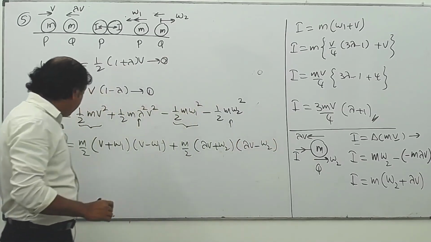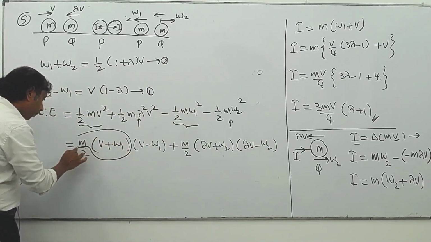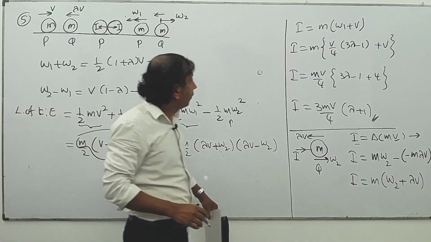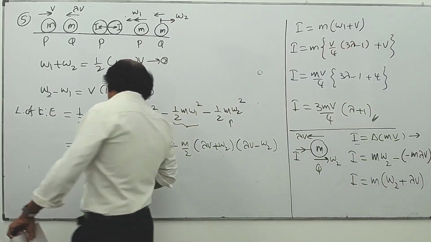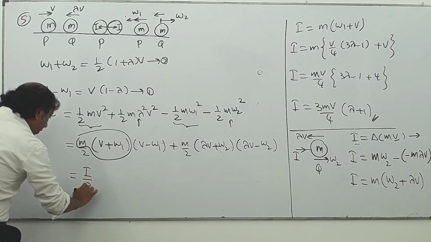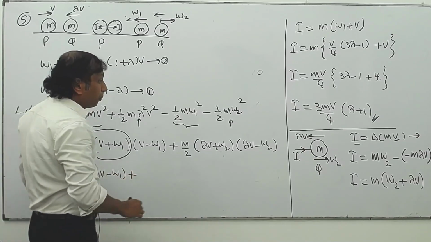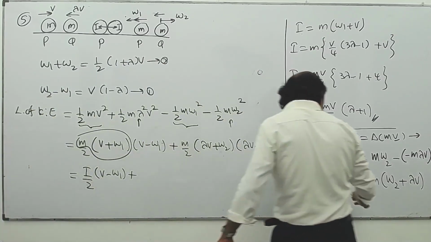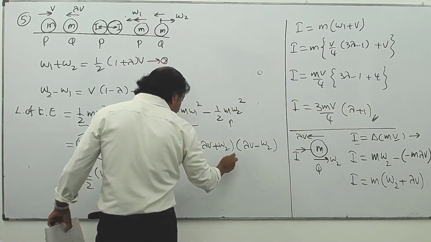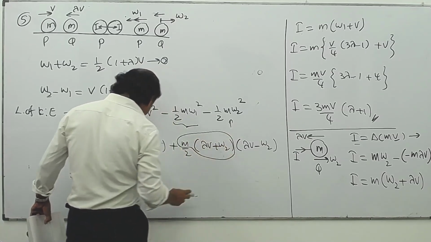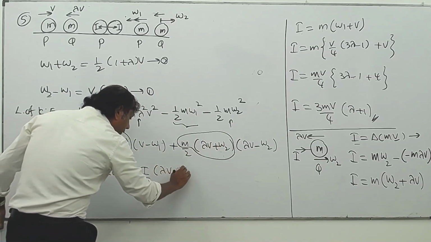Now you can see here, m times v plus w1 is I. Put that I there. Then I divided by 2, times v minus w1. Next one, here lambda v plus w2 into m is again I. I by 2, times lambda v minus w2, correct.